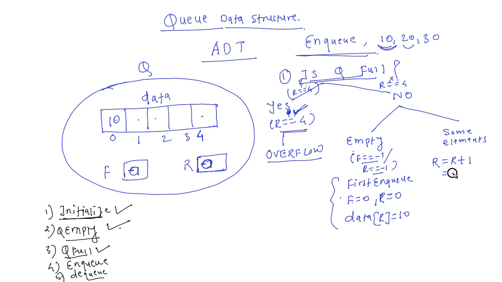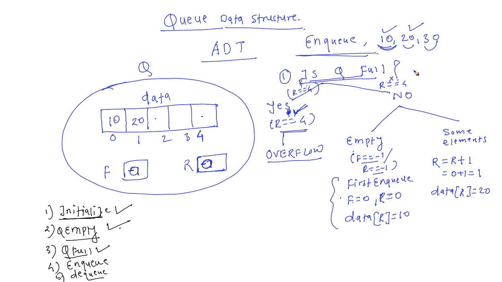So in this case R was 0, 0 plus 1 is 1. And then go to the data array on the rear location and insert 20 there. So data of R is 1, so data of 1 is 20. So 20 inserted, 10 inserted.